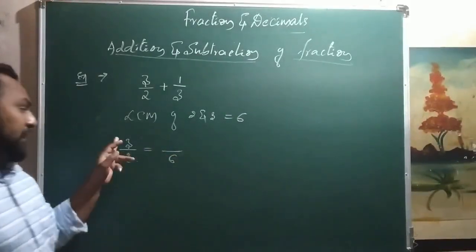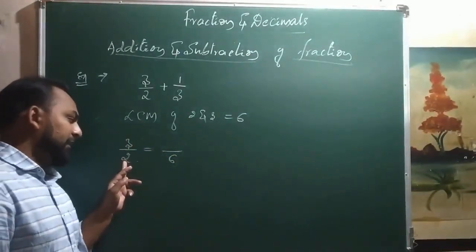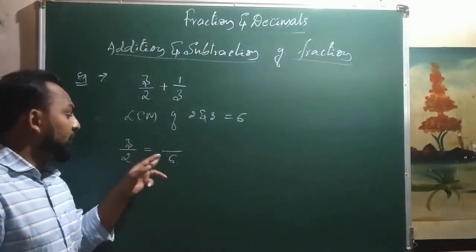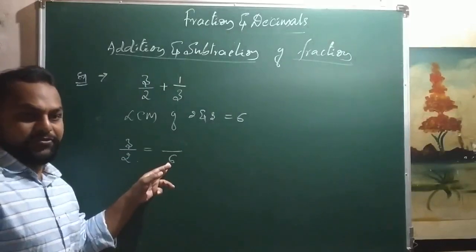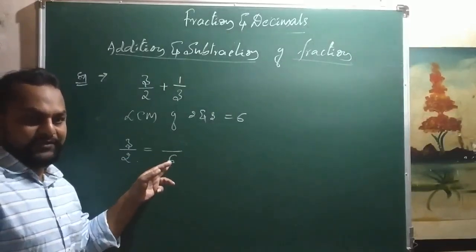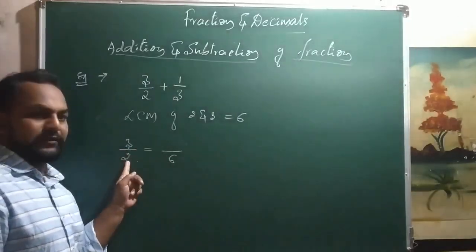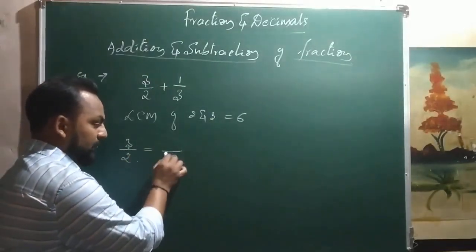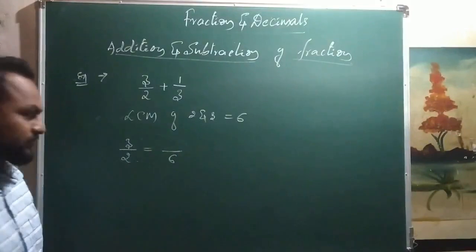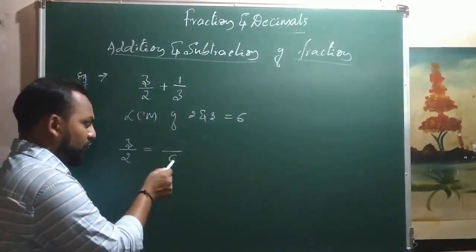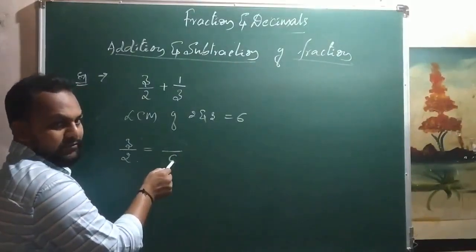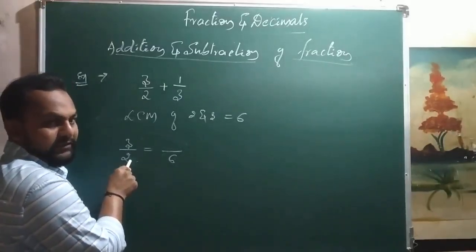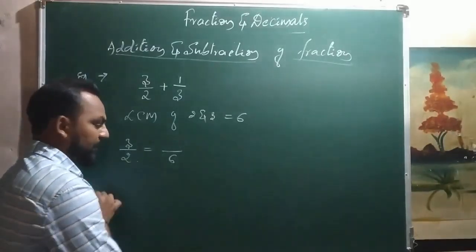Write the equivalent fraction with the same denominator. The denominator is 6. That is 3 by 2. The equivalent fraction, the denominator must be 6. Okay. Here, then how to get a 6? How to get 6? From multiply 3. Okay. Here multiply by 3.